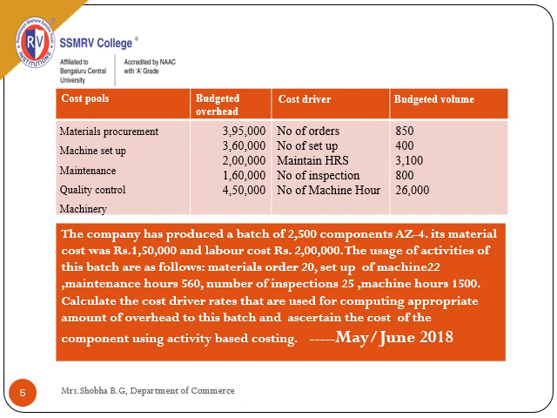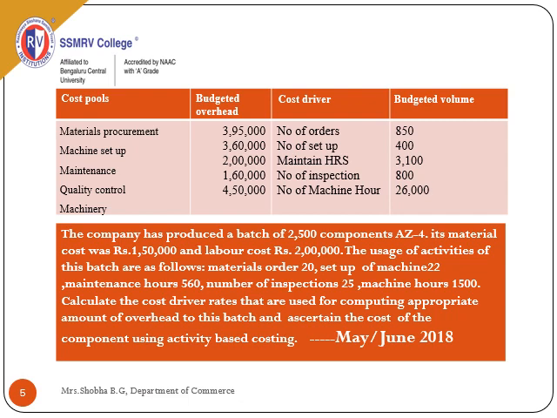So now you can find out the usage of activities, means how many times each of the activities has been performed for this AZ product. That is, material orders are 20, means 20 times orders were placed for buying the raw material to produce this product. Then setup of machine is 22 times, maintenance hours are 560 hours, number of inspections is 25 times, machine hours are 1500 hours. So this is all about the different kinds of cost drivers, how many times the work has happened or the cost drivers have been incurred.